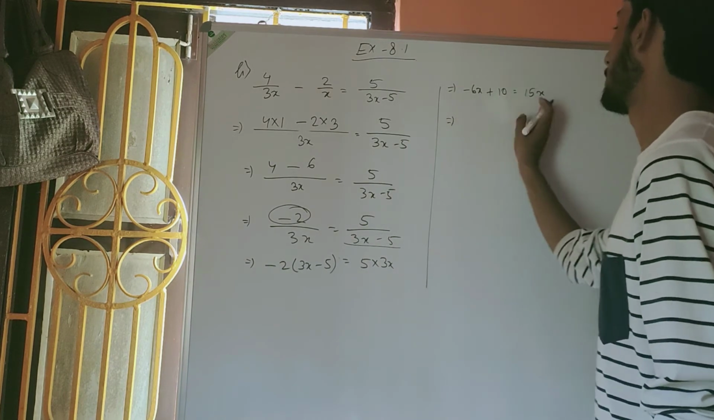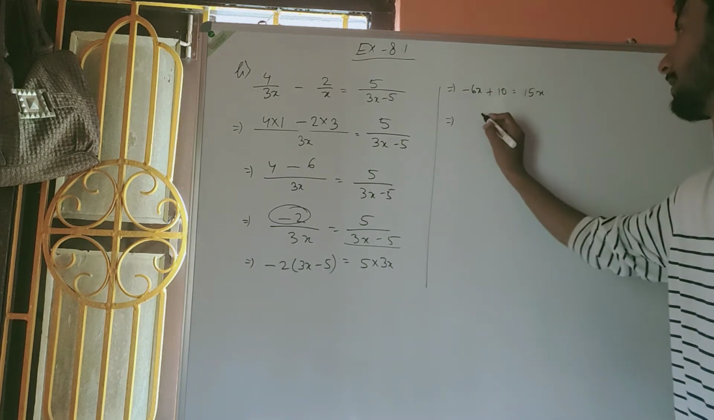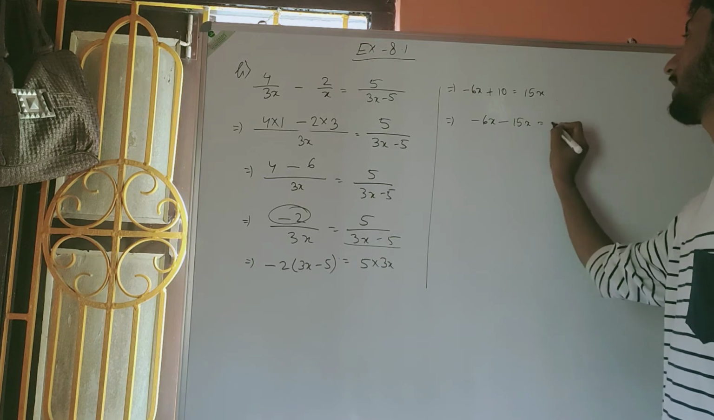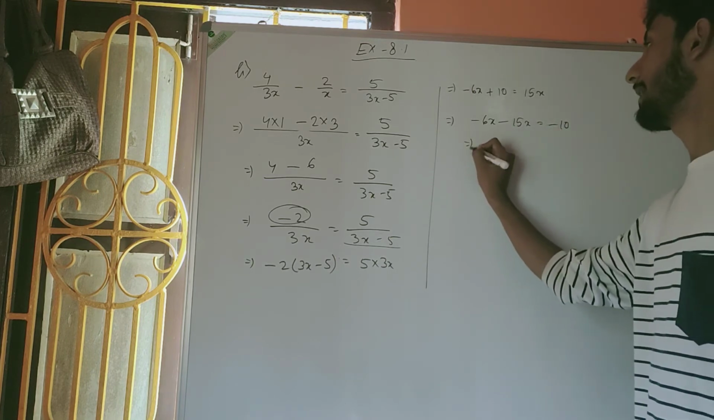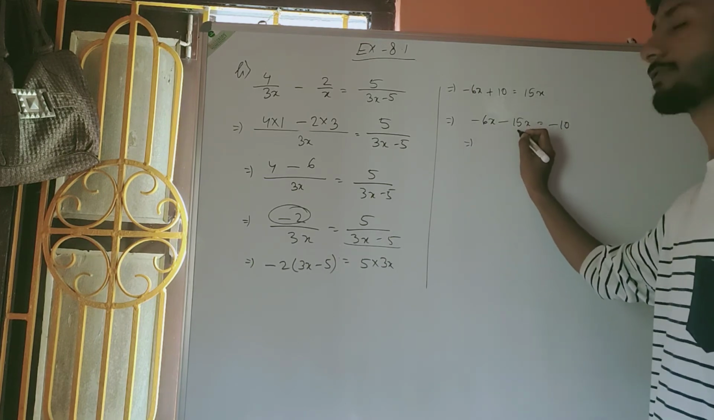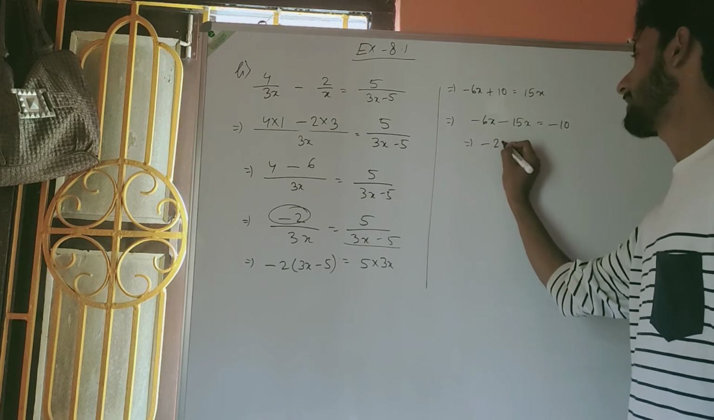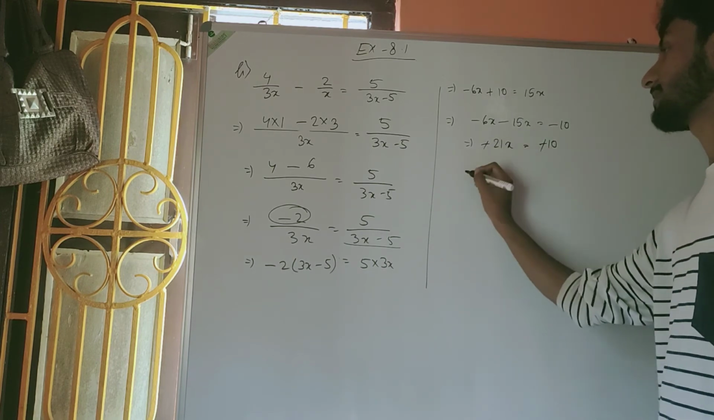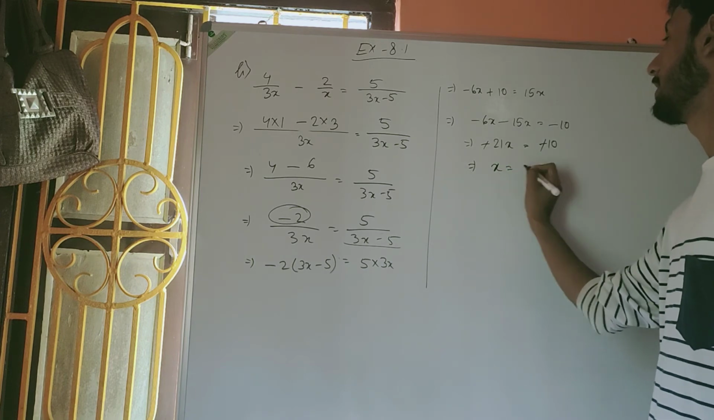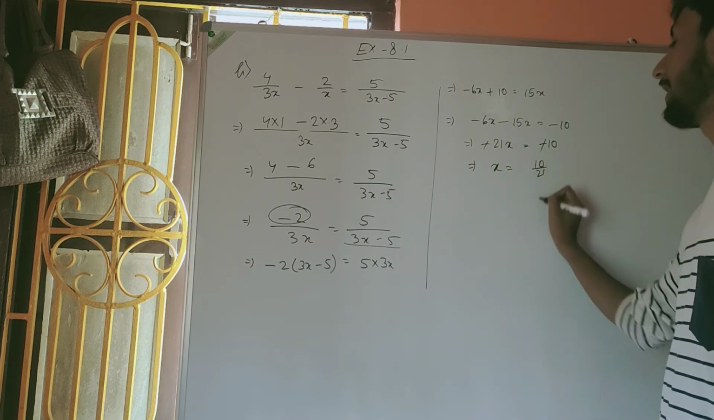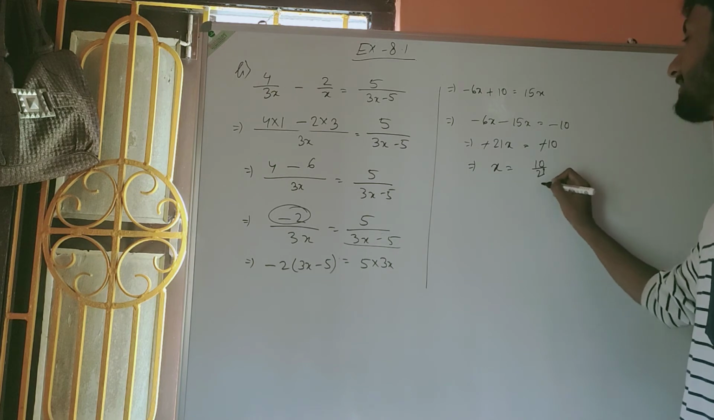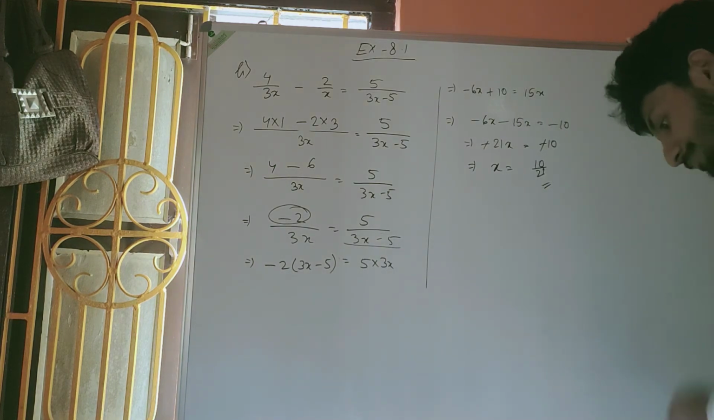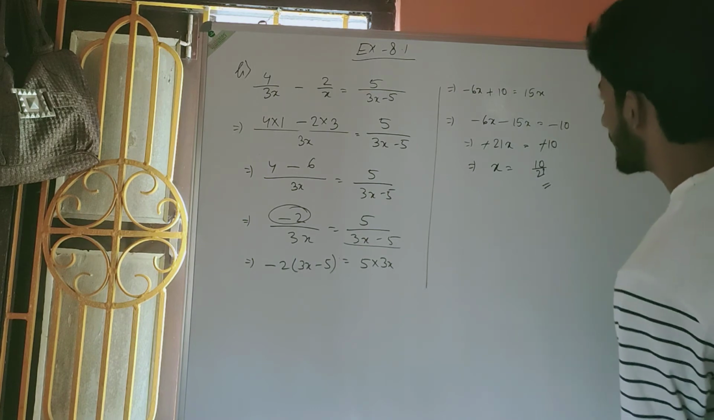The 15x will go this side and 10 will go this side. So minus 6x minus 15x equals minus 10. Now minus 6x minus 15x, how much will it come? Minus 21x, which equals minus 10. Minus minus will cancel, then x will be 10 by 21. This one will be your answer. This is one of the very important questions.